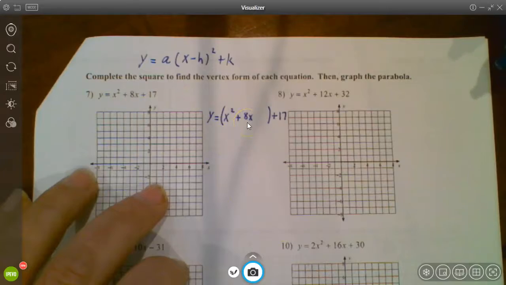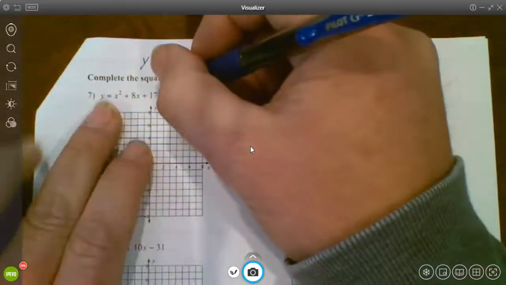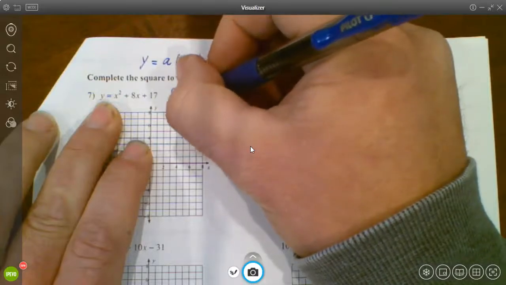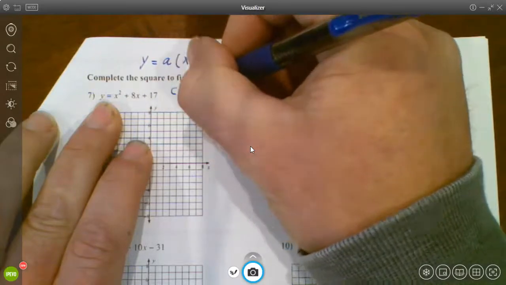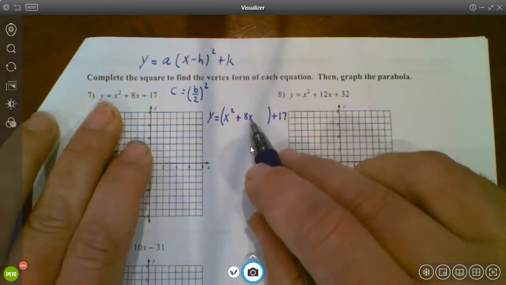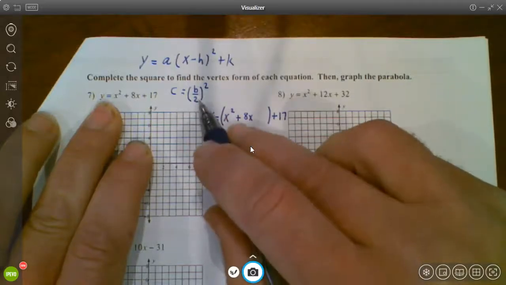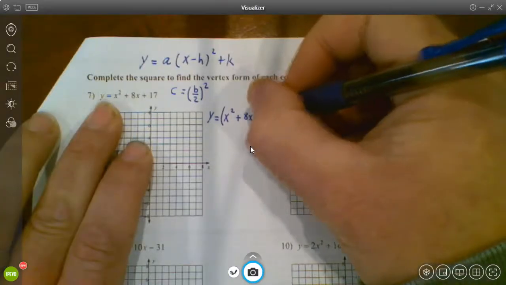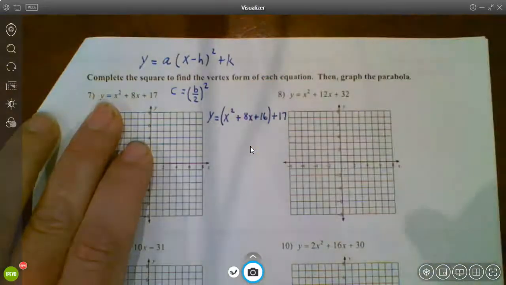So as I look at this, we're going to go through that same little formula that we looked at in the previous lesson in order to complete the square. So remember, this always tells you what your c value needs to be. So if I take my 8, put it right there, 8 divided by 2 is 4, squared, tells me that I need a 16 right there in order to complete the square.